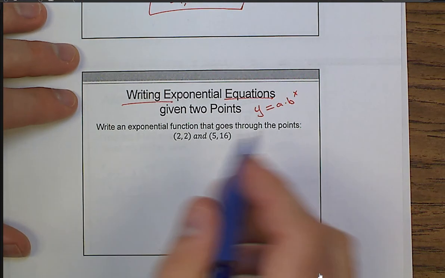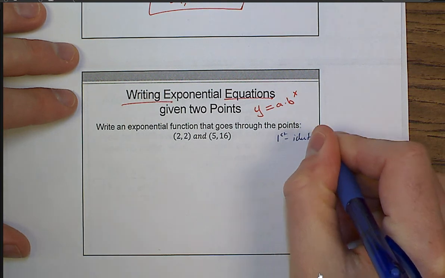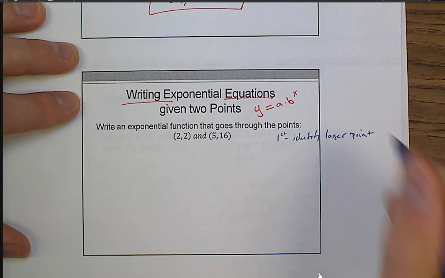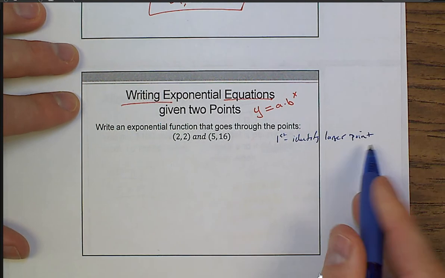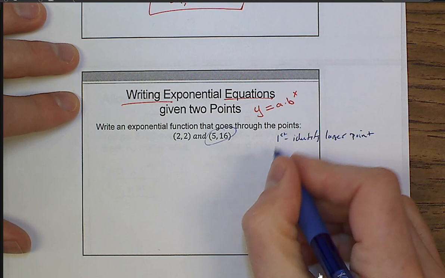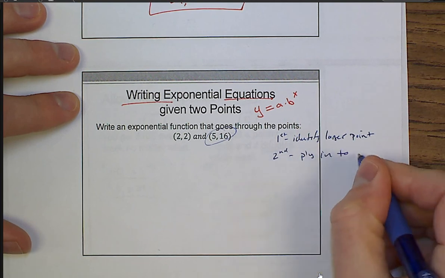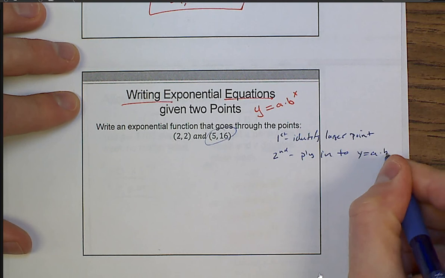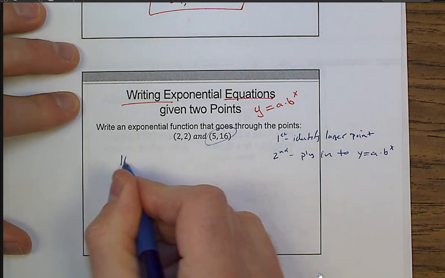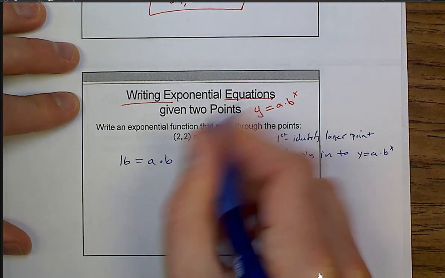The first thing that you want to do is identify the larger point with the values, okay? So right here, this 5, 16, those numbers are obviously larger. The second thing you want to do is plug those into our equation of y equals a times b to the x. So let's do that. Our 16 is our y value, so I'll get 16 equals a times b, 5 is our x, to the 5th, okay?